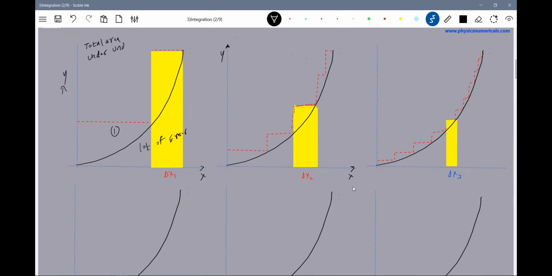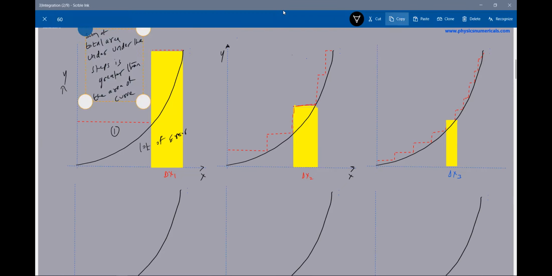Total area, the sum of total area under the steps is greater than the area of curve. Now also the same thing. Very much greater you can put it. So now also, I think the same comment is what we are adding it here.